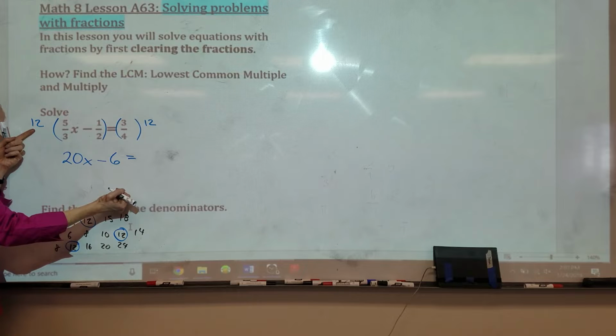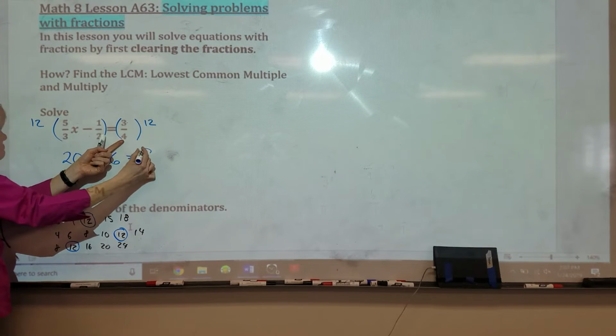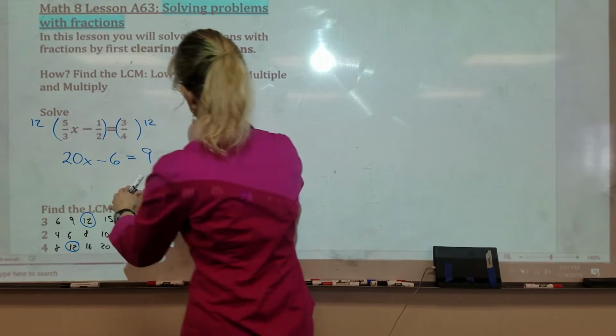Copy my equal sign down. 4 goes into 12 3 times. 3 times 3 is 9. That was the really quick mental arithmetic way. Let me show you the slower way that works.